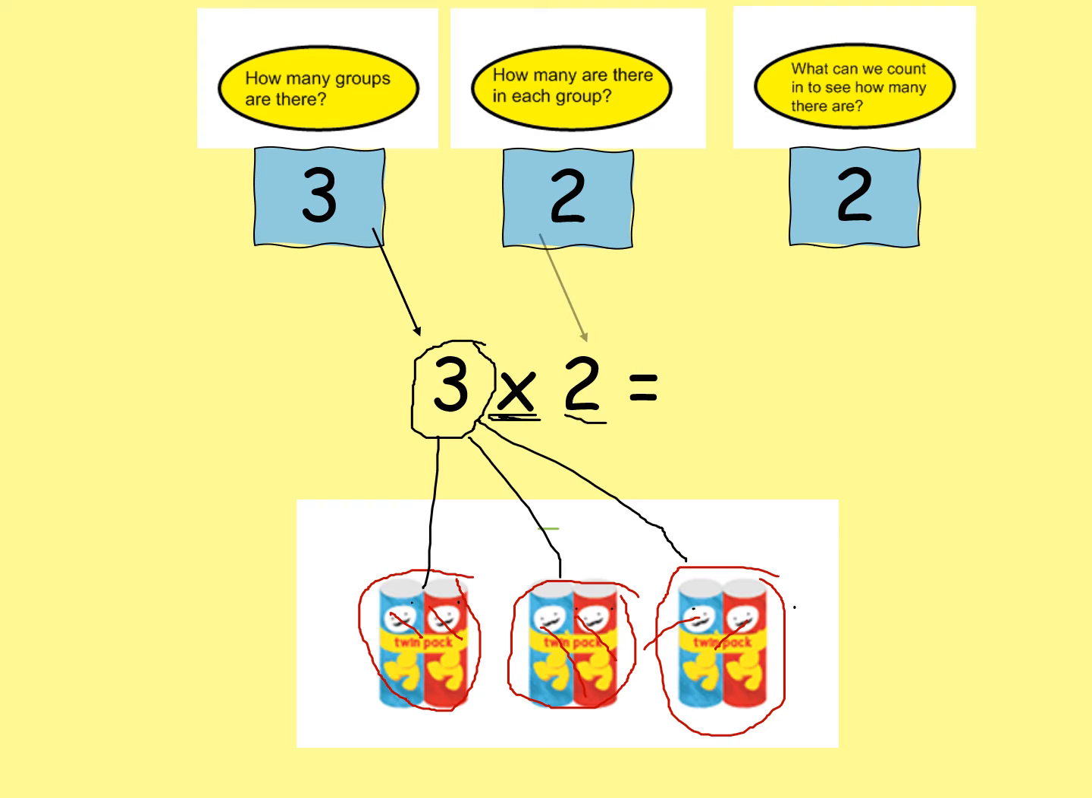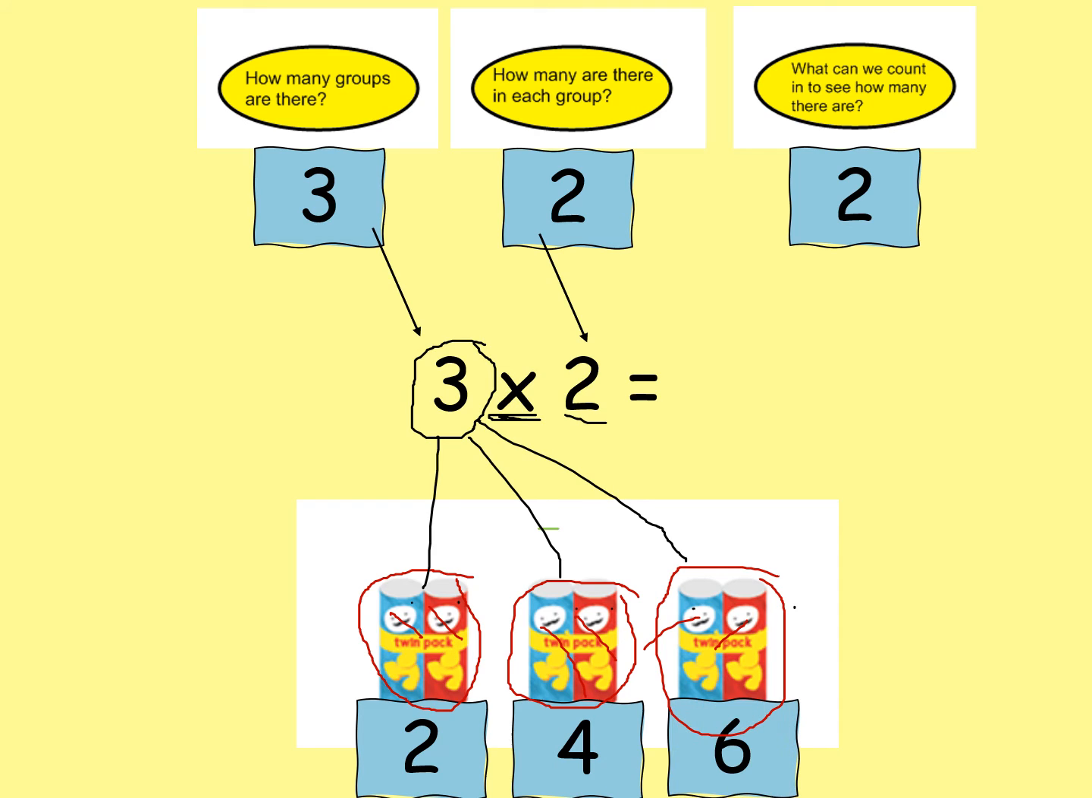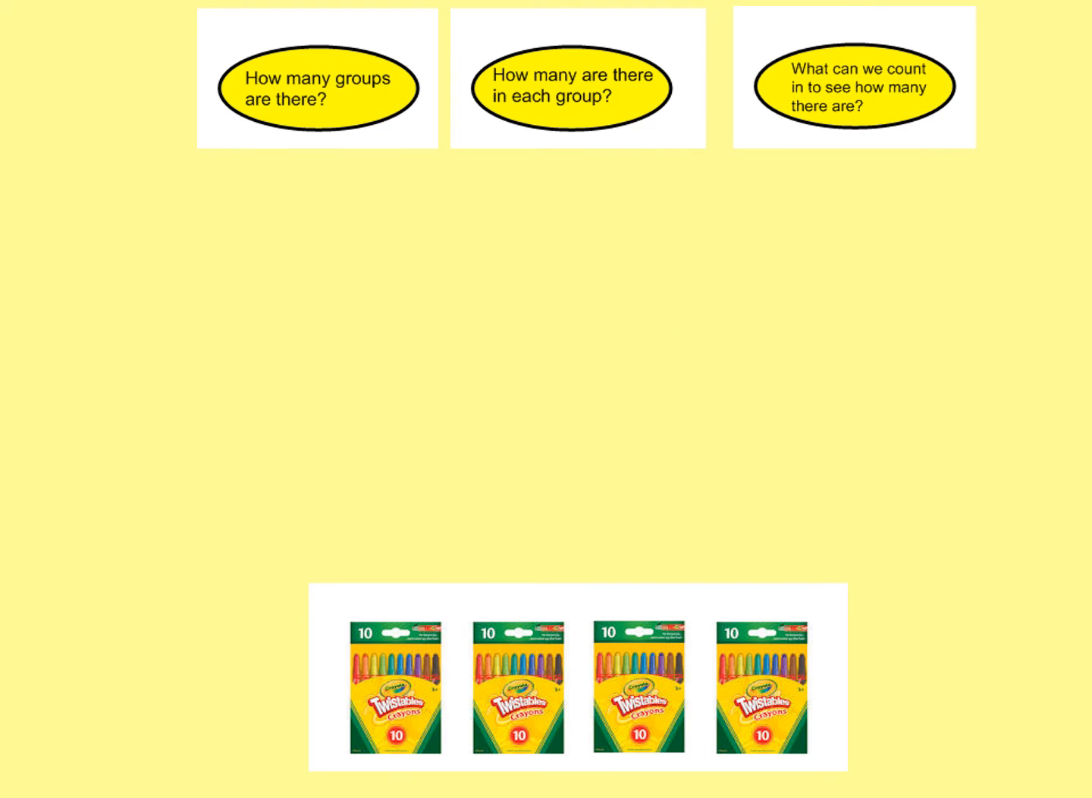We can do that. So we can go. There's 2. Another 2 is 4. Another 2 is 6. So we've got 2, 4, 6. So altogether, there are 6 Pringles. Okay. 3 groups of 2 Pringles equals 6. 6 Pringle pots. Okay. Right, let's have a go at doing this one together.